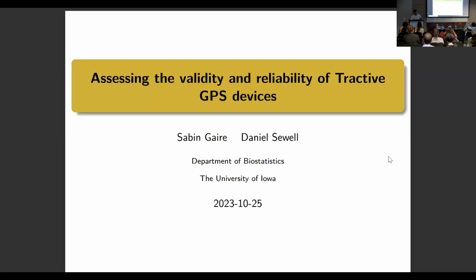Yeah, so as you said, we are using this data for so many things. That's why we wanted to make sure we were using the right data. That's why we did the study analyzing the validity and reliability of these GPS devices, and I worked with my professor Daniel Sewell, who is a professor in the Department of Biostatistics.